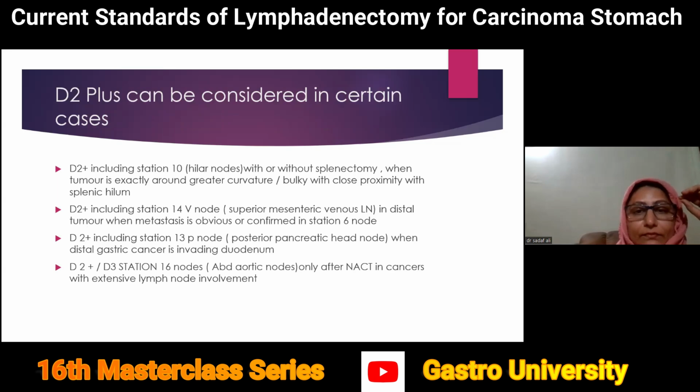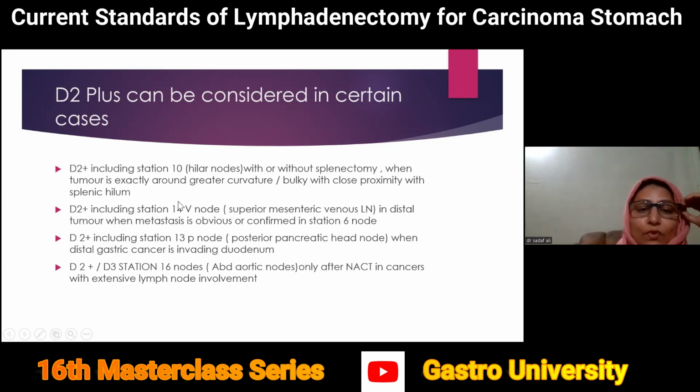And you have to consider D2 plus in certain areas where you otherwise would have done a D2, especially in patients who have a tumor which is bulky on the greater curvature and in close proximity of the hilum. You need to remove hilar nodes, and sometimes it may end up removing a spleen. And D2 plus may also be required in patients who have distal malignancy, where you have a definite or confirmed or obvious station 6 node involvement.